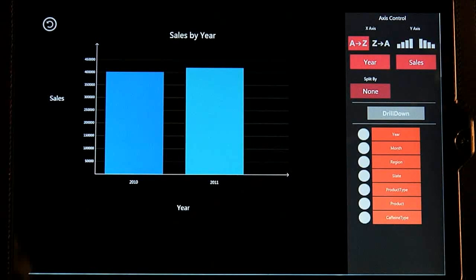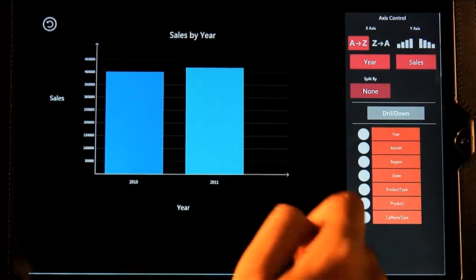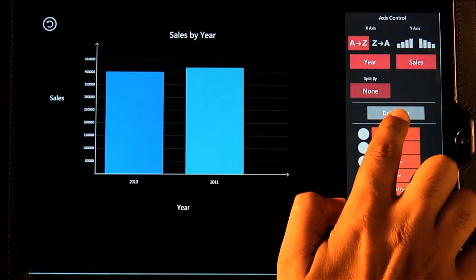Now let's look at the second interface. This interface has a control panel where all actions take place. Let's look at answering some of the same questions as we did before. We're trying to determine how much was made from the worst selling product in the Western region in the year 2010. Let's open up the filters and filter out the year 2011.